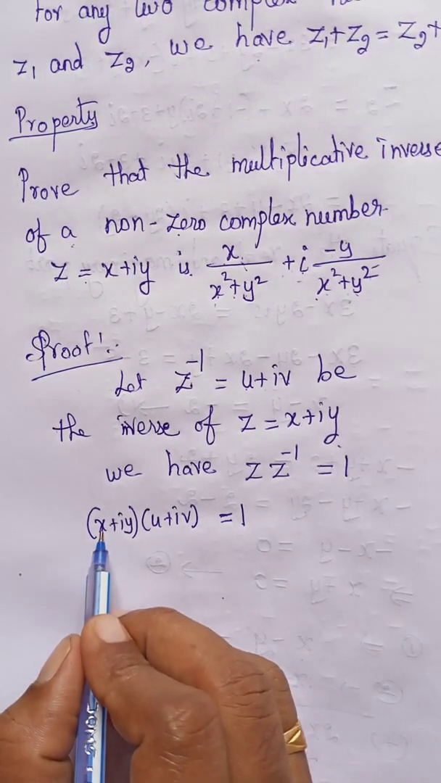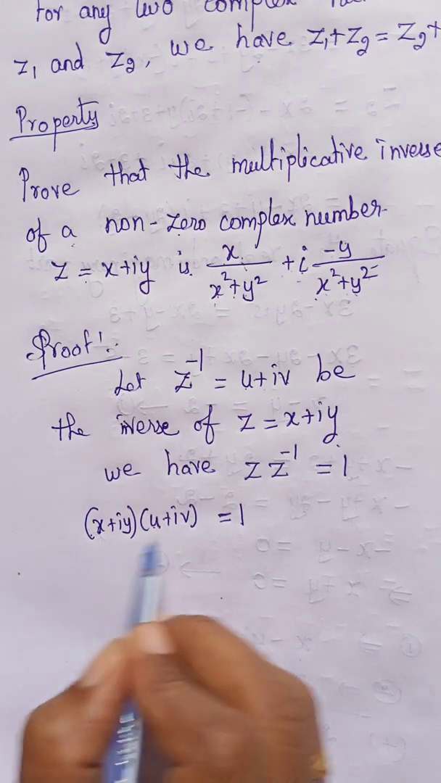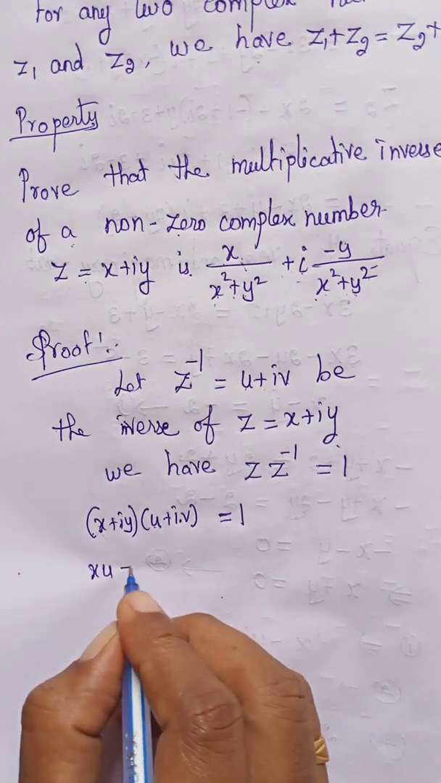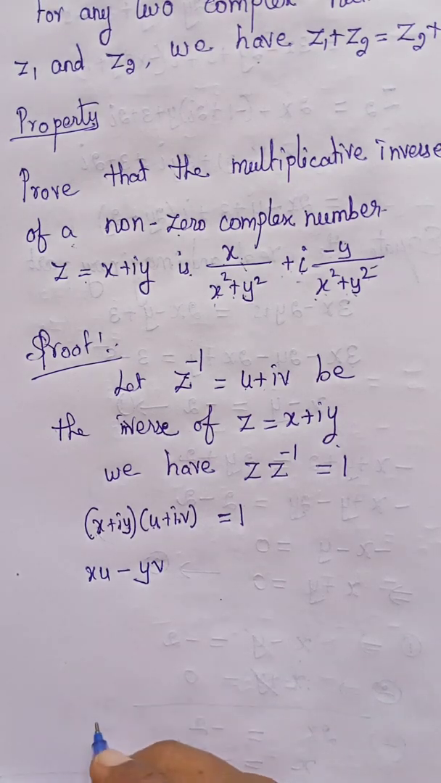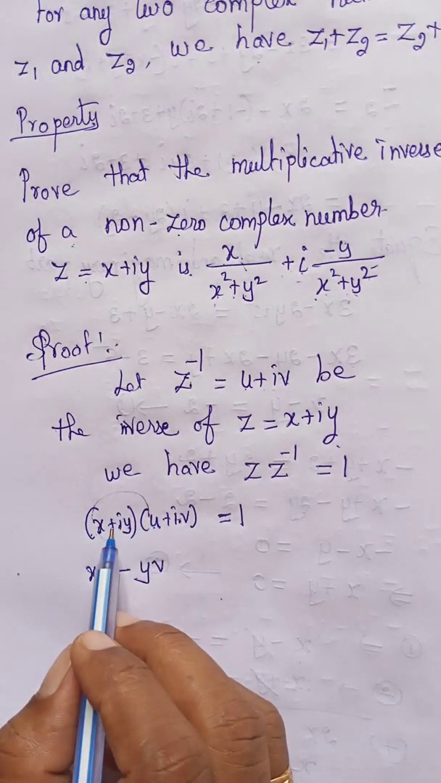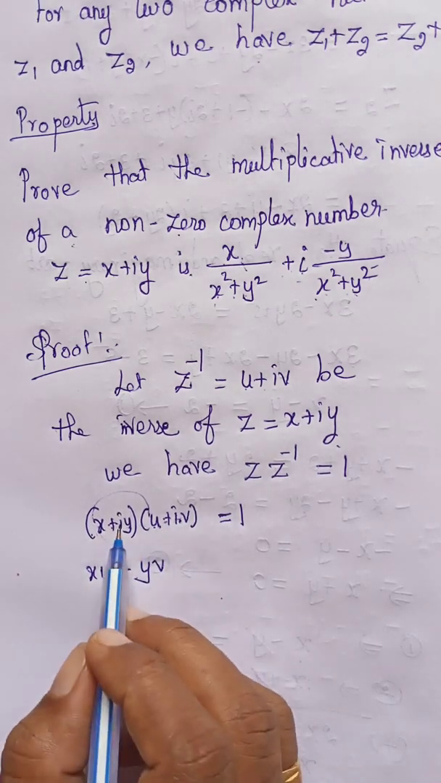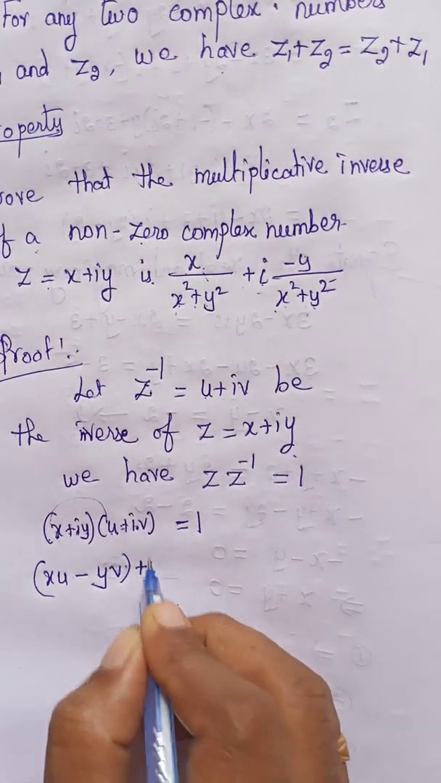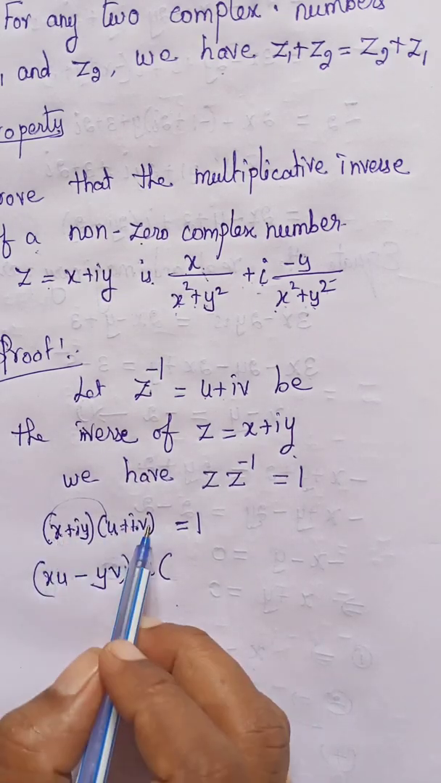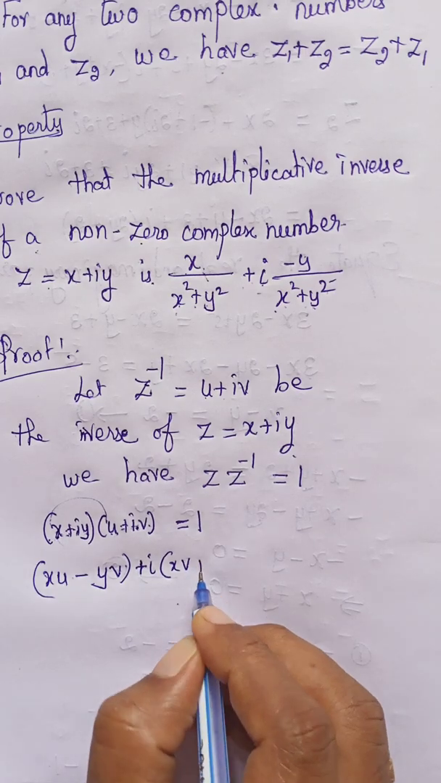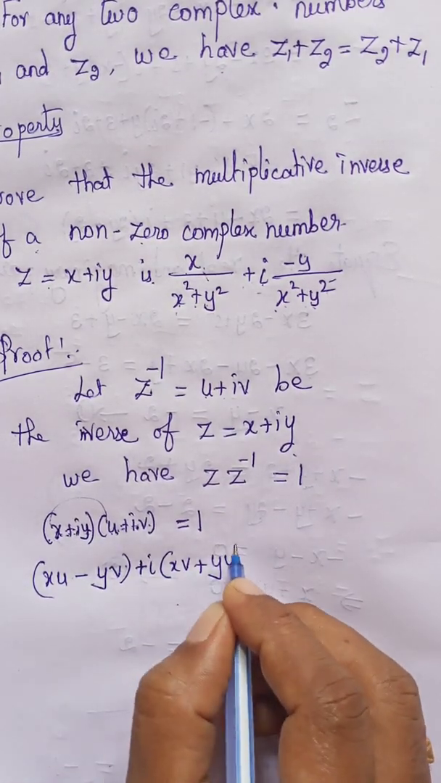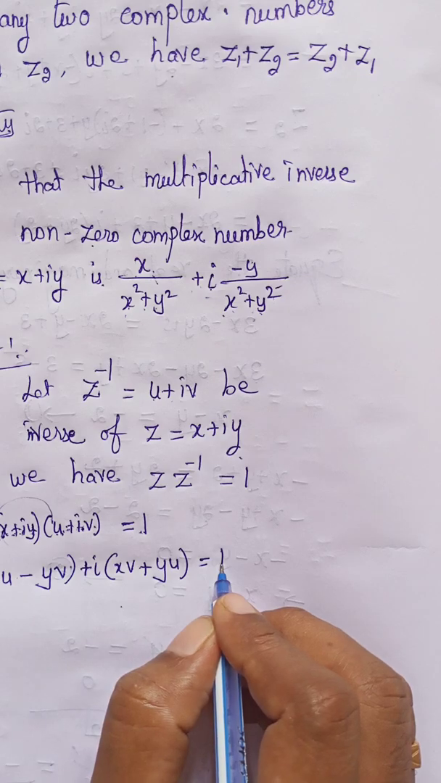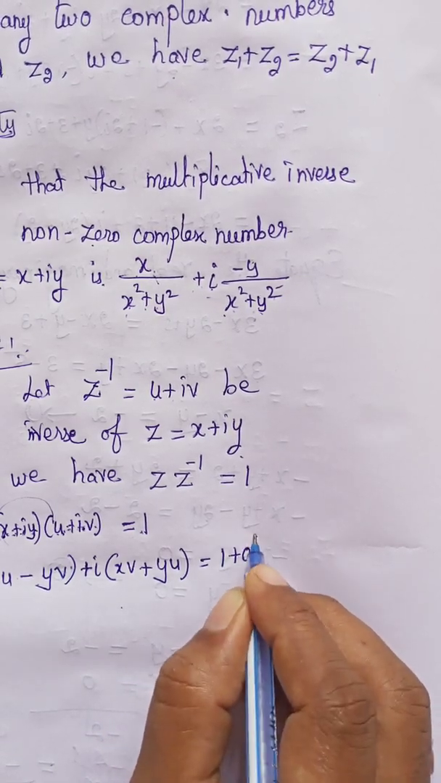See, real part means we know that x and u are real parts, isn't it? When you multiply these two, we will be getting a real part. Then i into i, we know that is minus 1. So minus y into v. Simple only, no? That's the real part: x into u minus y into v. The other two parts will be the imaginary part: i into x into v, that is x into v, plus y into u. Is that clear? Equal to 1. When we write it as a complex number, we may get 1 plus 0 into i.